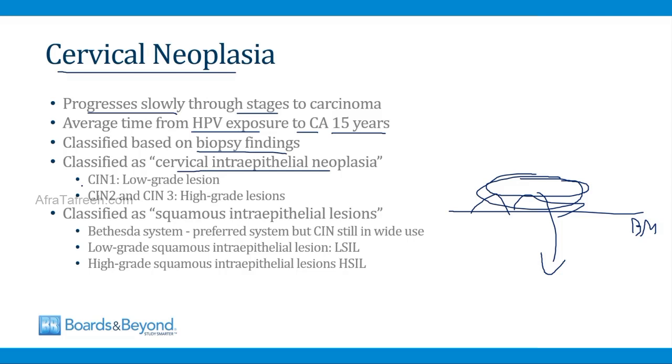By this system, CIN1 lesions are low-grade lesions. They are very far away from developing into carcinoma. CIN2 and 3 lesions are high-grade. They are very close to breaking through that basement membrane and becoming carcinoma.